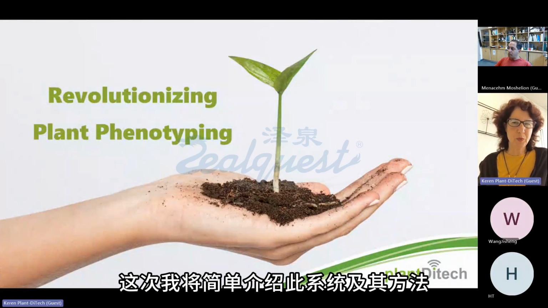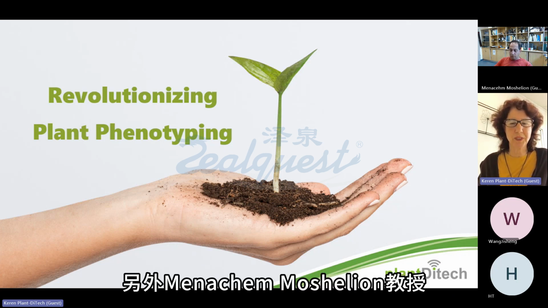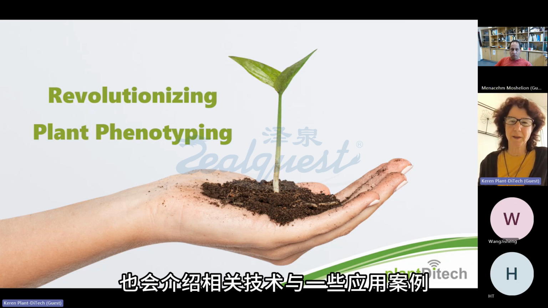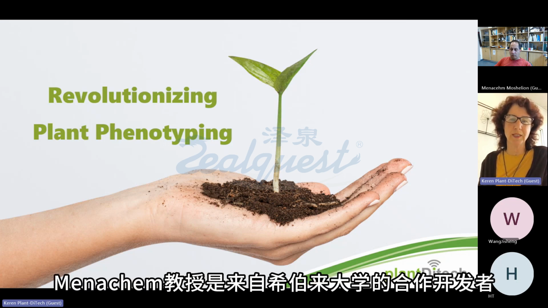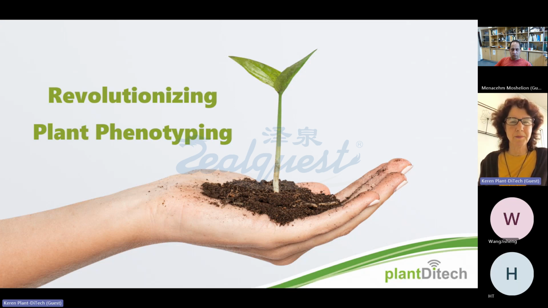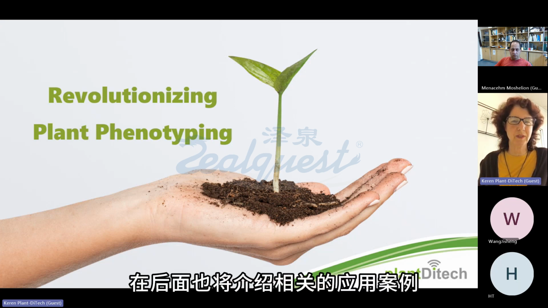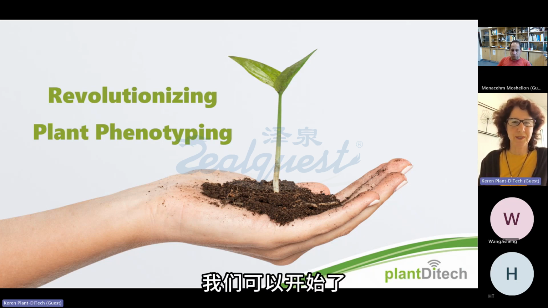The way we will build the session is that I will provide a short introduction about the system and its methodology. Then we have with us also Professor Menachem Moshelion, who will be talking about the technology and some examples. Menachem was the co-developer of the technology at the Hebrew University, and he will present later on different use cases of the system. Okay, so we shall start.